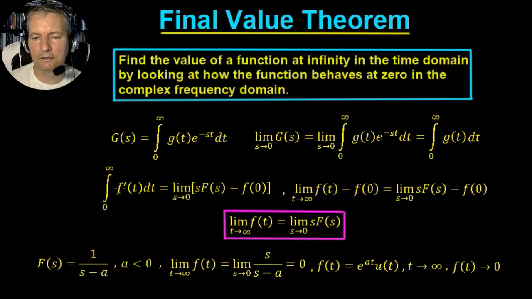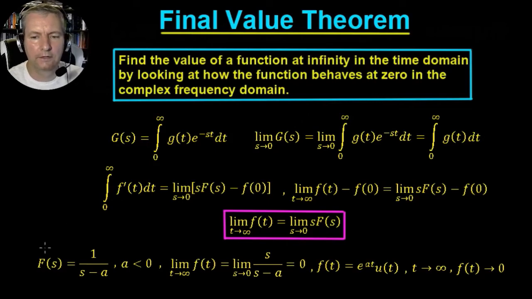On the left hand side it's the integral of a derivative. So that'll just give us the value of the function f of t, so the limit as t tends to infinity of f of t minus the initial condition f of 0. So that's going to equal the right hand side, which is the limit as s tends to 0 of s times f of s minus f of 0. So the f of 0s cancel out, and finally you're left with the limit as t tends to infinity of f of t is equal to the limit as s tends to 0 of s times f of s.